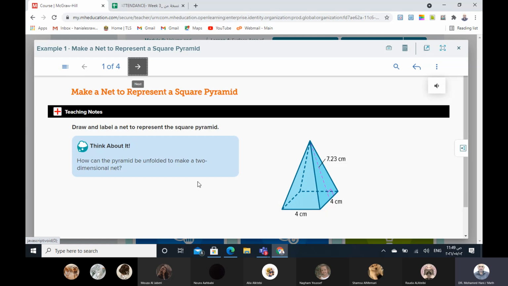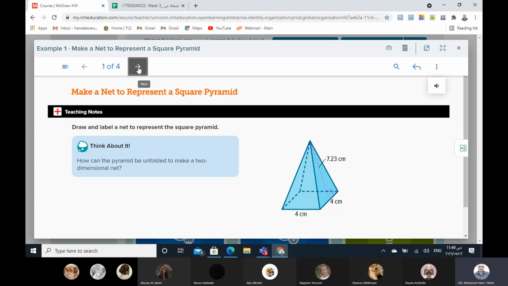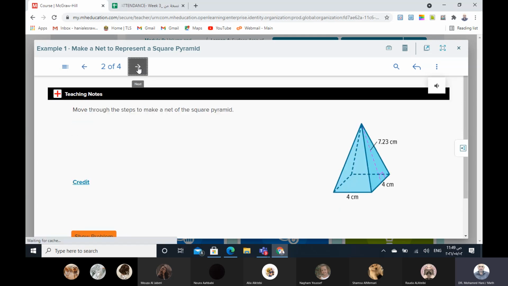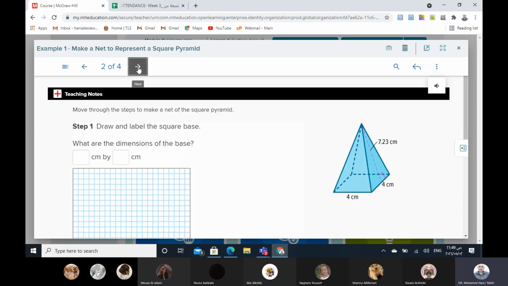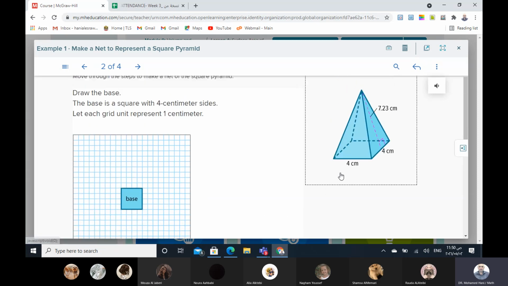Okay, so now we want to draw and label the net. Draw and label the square base. This is the square base. What are the dimensions of the base? We have, as you see here, 4 and 4. So we can write here 4 and 4. So this is the base.